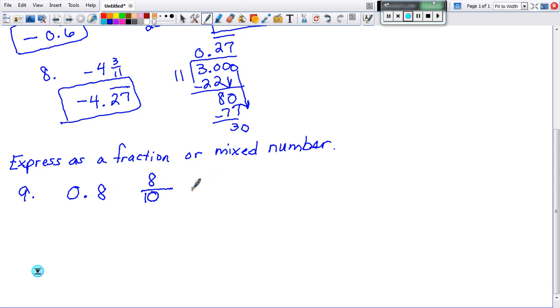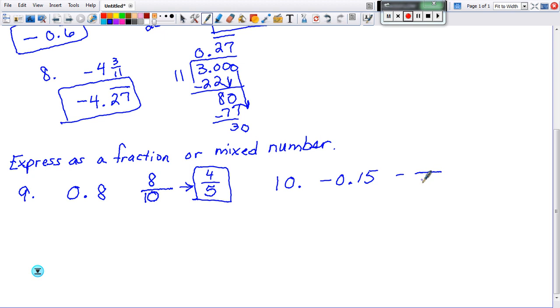Now you do have to simplify them. Since these are even numbers, you can chop them in half. So half of 8 is 4. And half of 10 is 5, so 4/5 is the answer to number 9. Number 10, negative 0.15. Okay, so the negative stays in your answer.